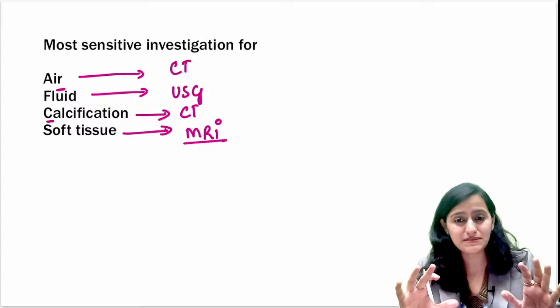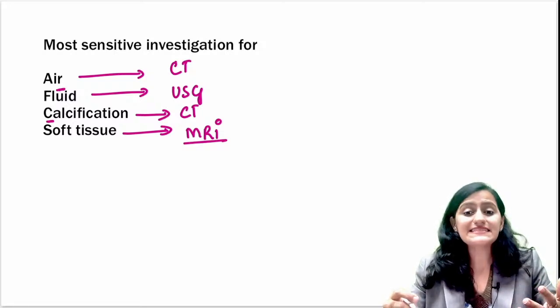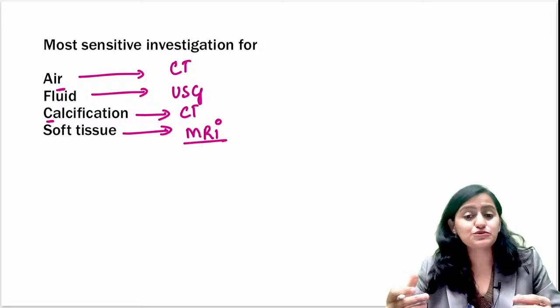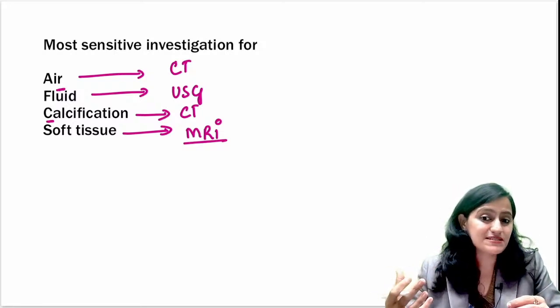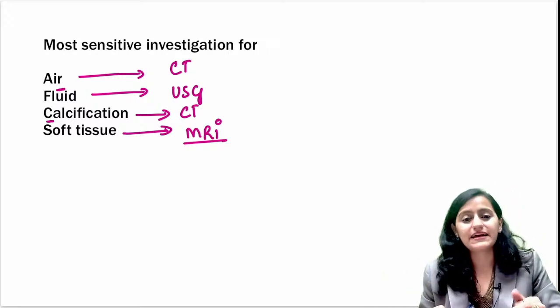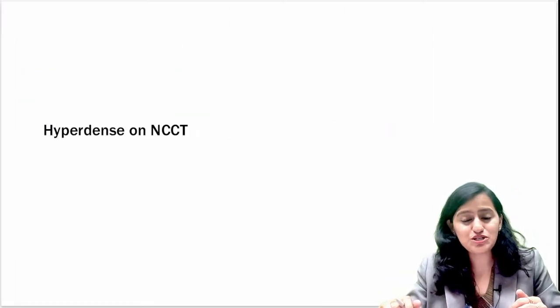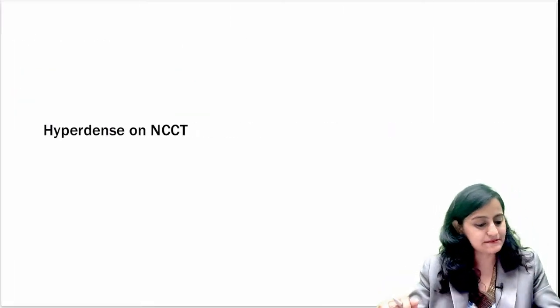Please remember these basics, because when you are given a patient who has a meniscal tear or ACL tear, you are going to do MRI there to look for the meniscus and the ligament. So soft tissue is MRI. Absolutely right. Going to the next one: what are the things which are hyperdense on non-contrast CT?